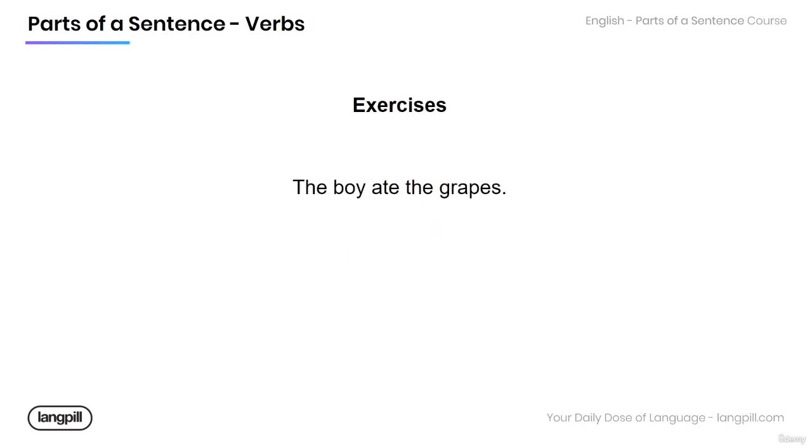Here we have exercises. These are for you to do first. So take what we learned in this lesson, read the sentence, and figure out if you see a verb, and if you can identify what type of verb it is. Go ahead and pause the video. All right, so hopefully you got eats is the main verb.